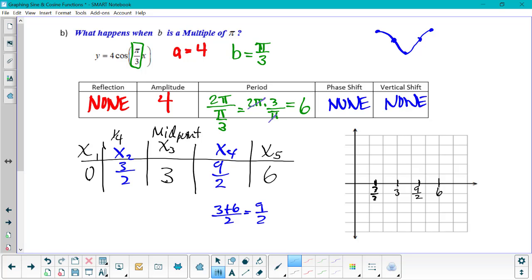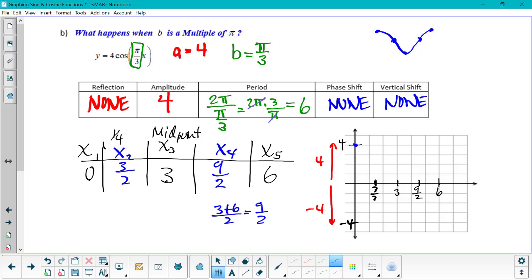Okay, so I've labeled my x-axis. Now I need to go with my amplitude to label my y-axis. So my midline is the x-axis, so I just go up 4. Right, I go up 4 to get to the max. I go down 4 to get to the min. Down here.